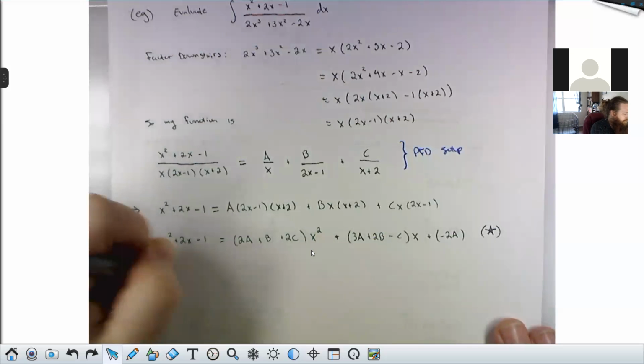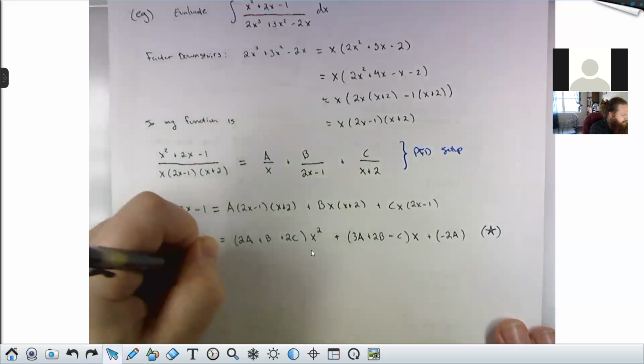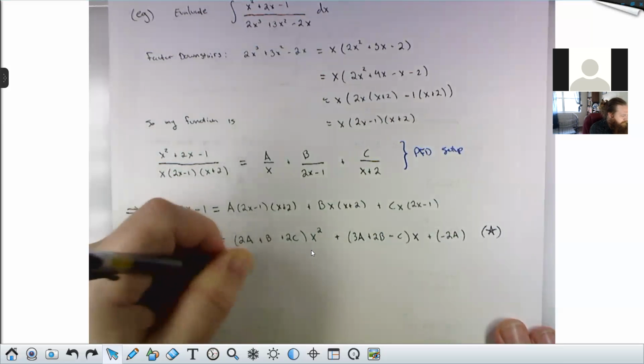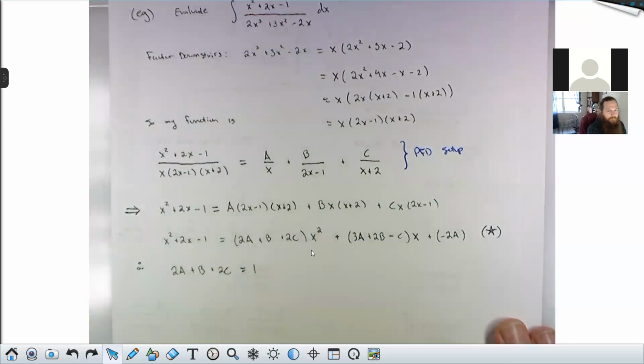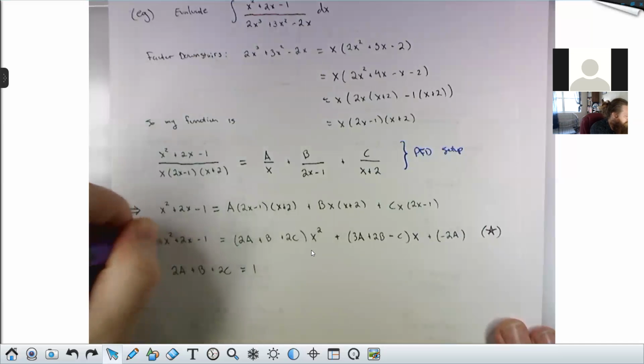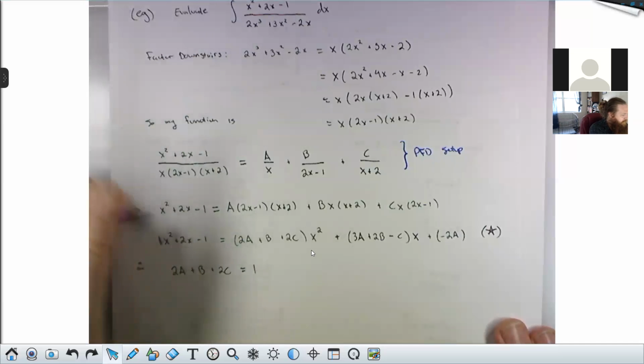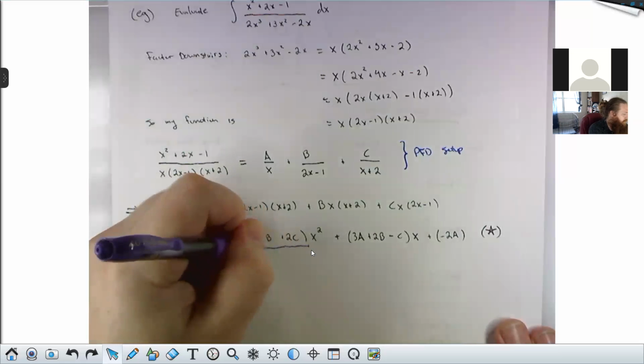So 2a plus b plus 2c must be equal to 1. That's coming from the 1x squared over here being equal to this.